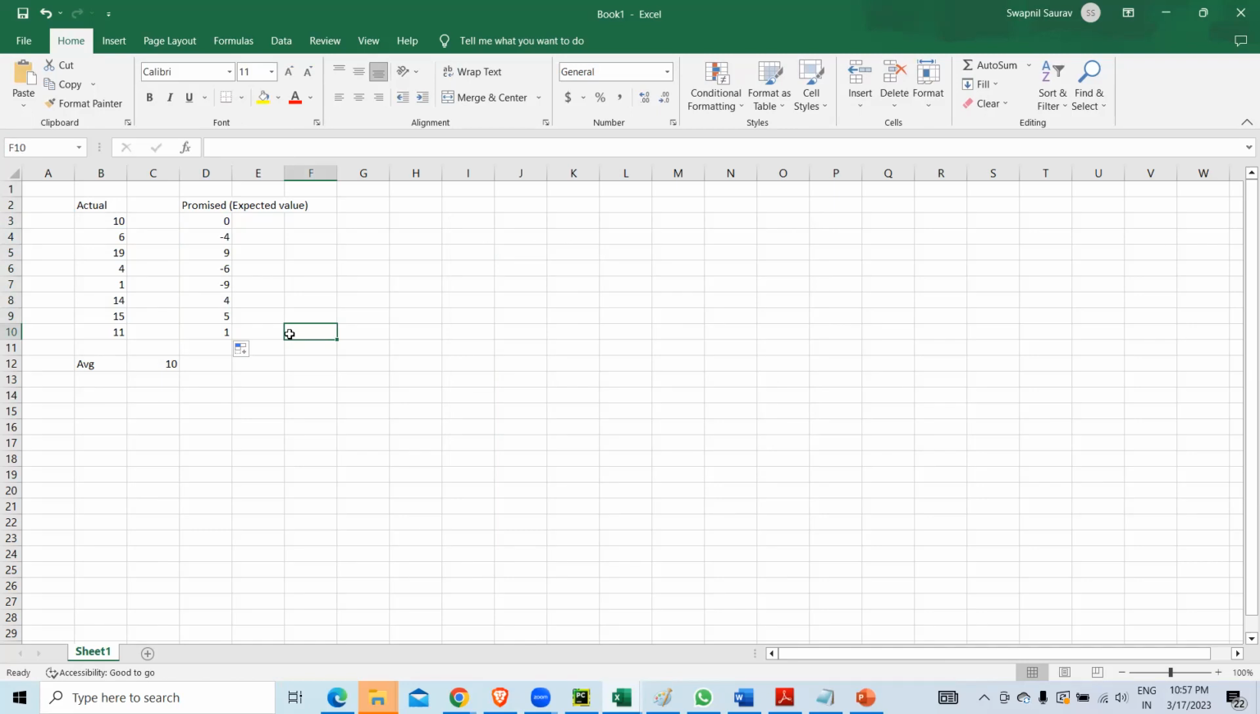Okay. So these are dates. Now you see this car was delivered 4 days before time, 9 days after time, 6 days before time, 9 days before time, 4 days after time, 5 days after time, 1 day after time. Now you tell me, how good is the process?